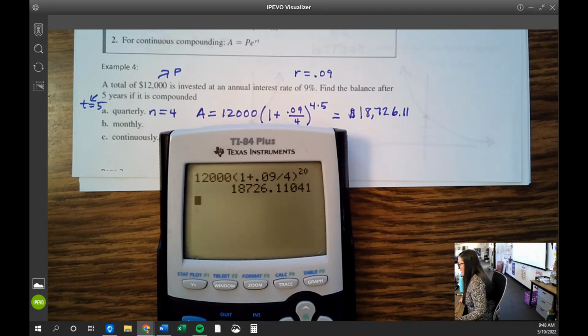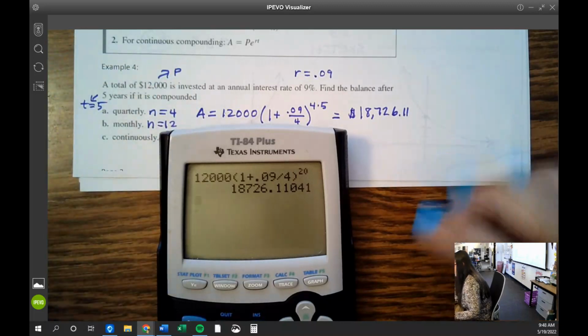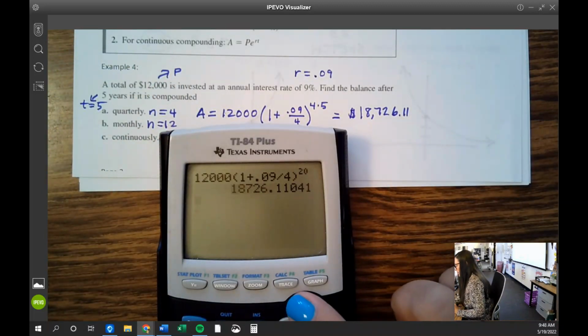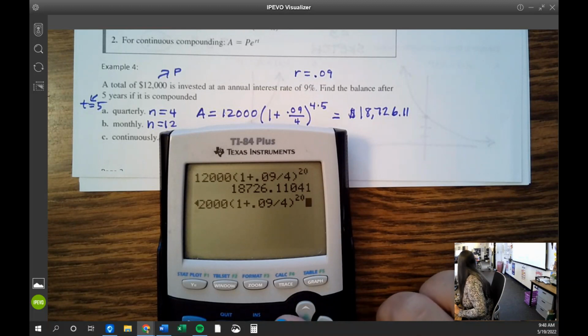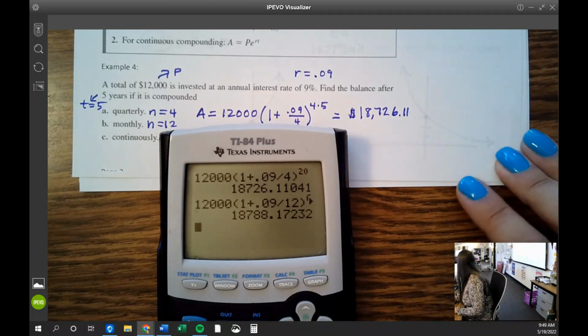Okay, if I compound my interest monthly, that means N is 12. So I'm just going to grab that and change that to 12. And my exponent's going to turn into 60, right? 12 times 5. Nice, more money.